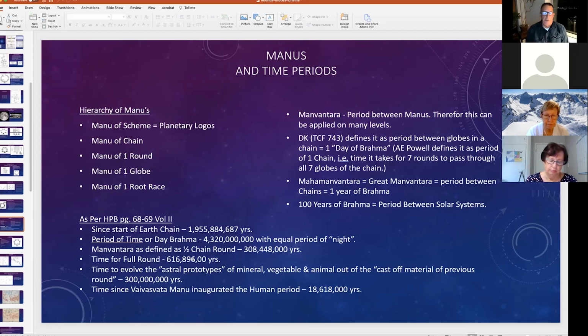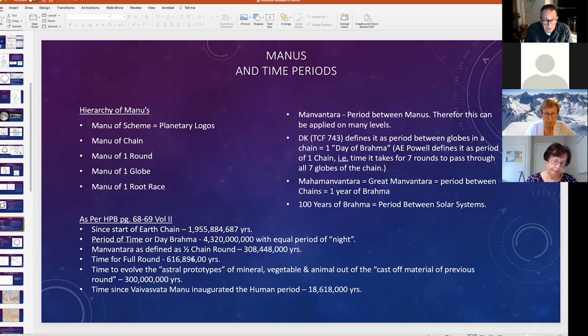So Earth, or this Earth globe that we're on, has been here for about 1.9 billion years, almost 2 billion years. And it'll be here for another 2 billion years before it starts to go into obscuration at the end of this particular chain and the end of the seven rounds of this chain. And then it goes into pralaya for another 4.3 billion years.